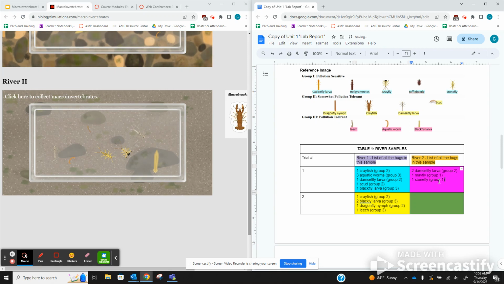group 1. So I'm seeing more group 1 organisms here. I wonder if maybe this is a healthier river. I say that and then immediately see one from group 3. So who knows? We'll see. One blackfly larva is group 2 or group 3. I already got my damselflies. Let's see, I also see a leech and then one aquatic worm. And they're both in group 3.